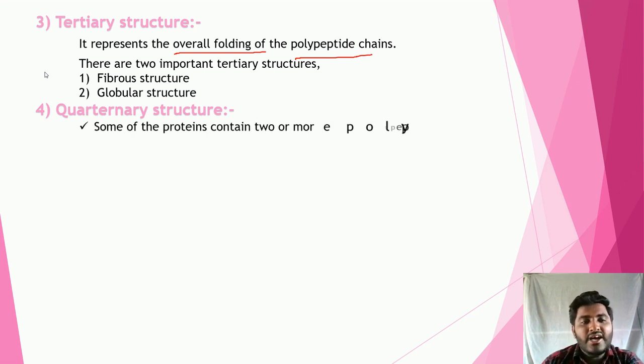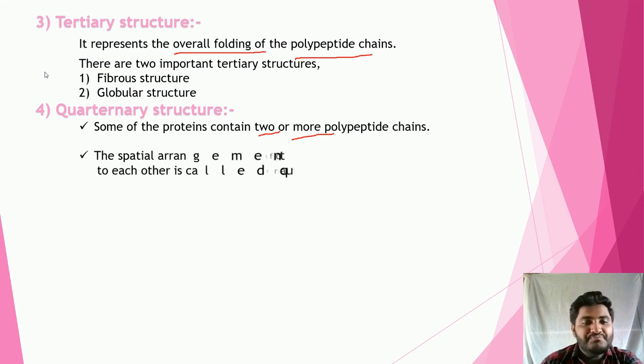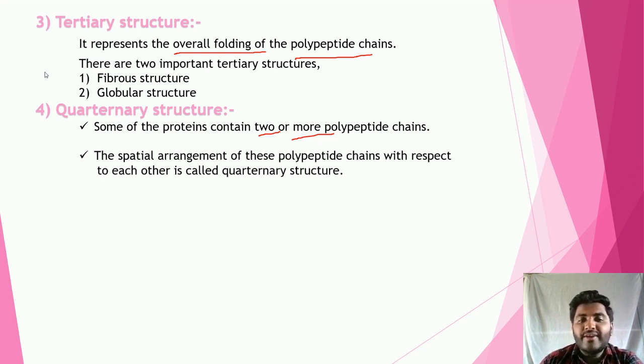Now quaternary structure. Whatever tertiary structures are there, when two or more are combined, coiled or condensed, they form quaternary structure. Some proteins contain two or more polypeptide chains, and the spatial arrangement of these polypeptide chains with respect to each other is called quaternary structure. That means combining two or more tertiary structures, we get quaternary structures. So that is what quaternary structure is.